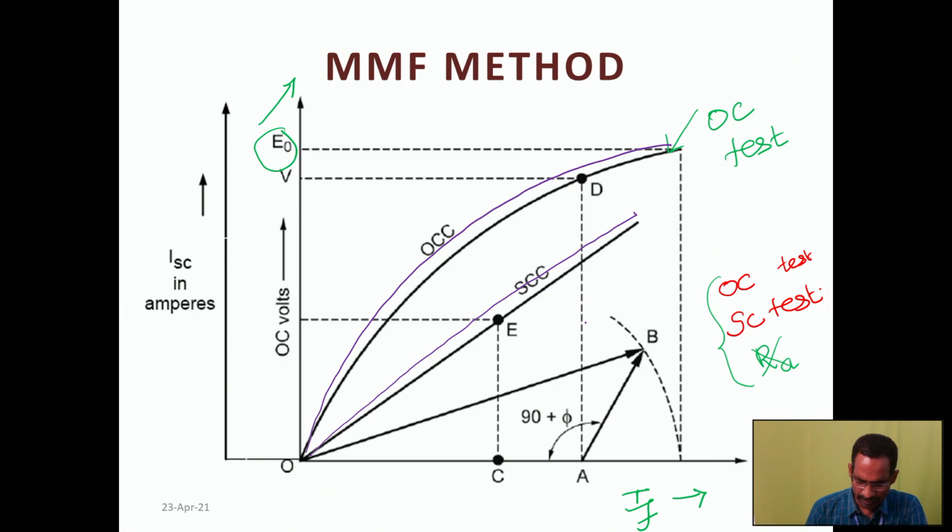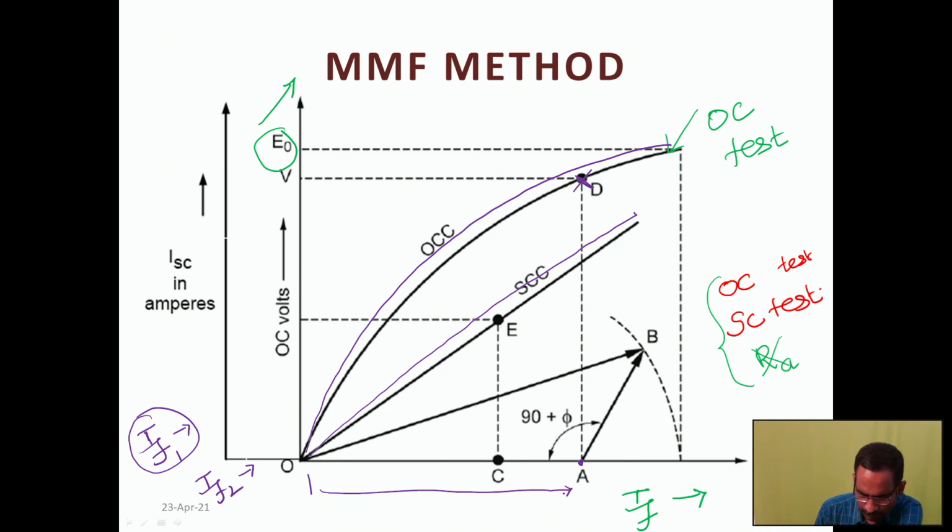Now, by using this MMF method, I am going to choose the two field currents, the field current 1 and the field current 2. What is this field current 1? What is this field current 2? The field current 1 is the field excitation that is required to generate the rated open circuit voltage. So it is OA. From O to the A is the field current which is required to produce the rated armature voltage, open circuit voltage.